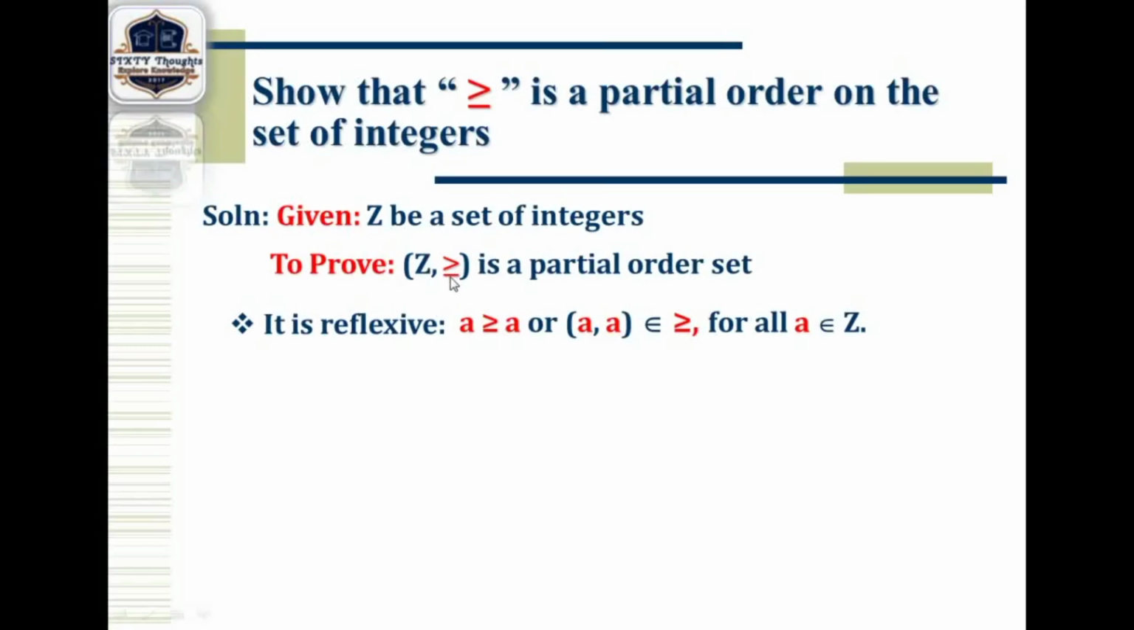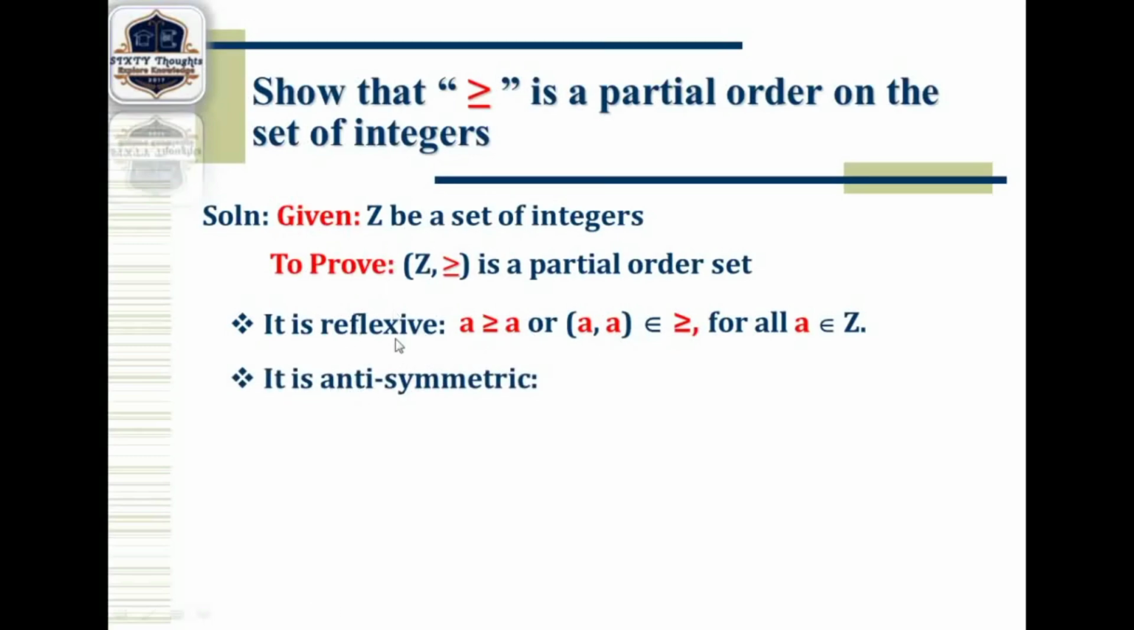Here I am not writing out the relation set, because the given set is an infinite set, so the relation set also gives an infinite number of ordered pairs. So we discuss all three properties with a, b, c only. For a belongs to Z, if we consider a equal to 100, then 100 comma 100 also belongs to the relation greater than or equal. Therefore, it is reflexive.